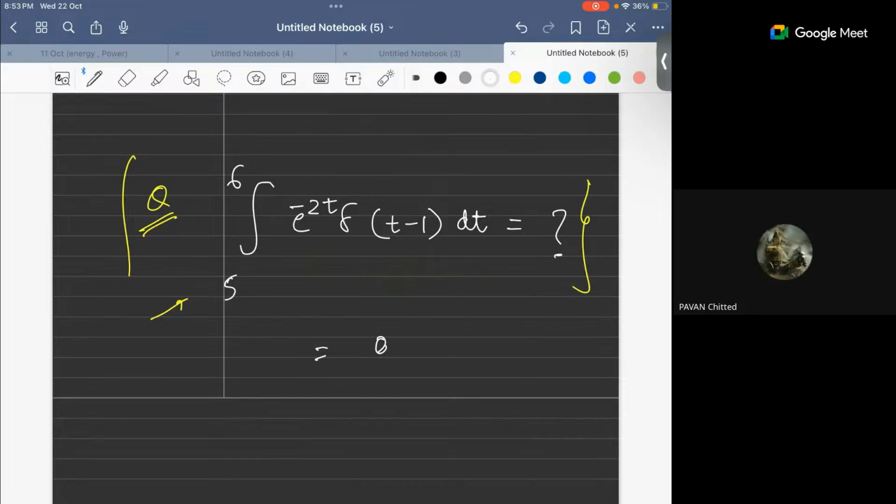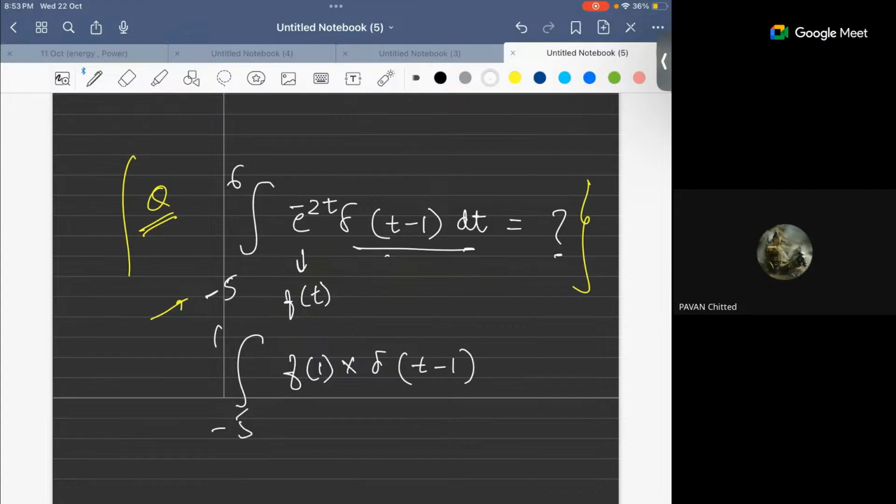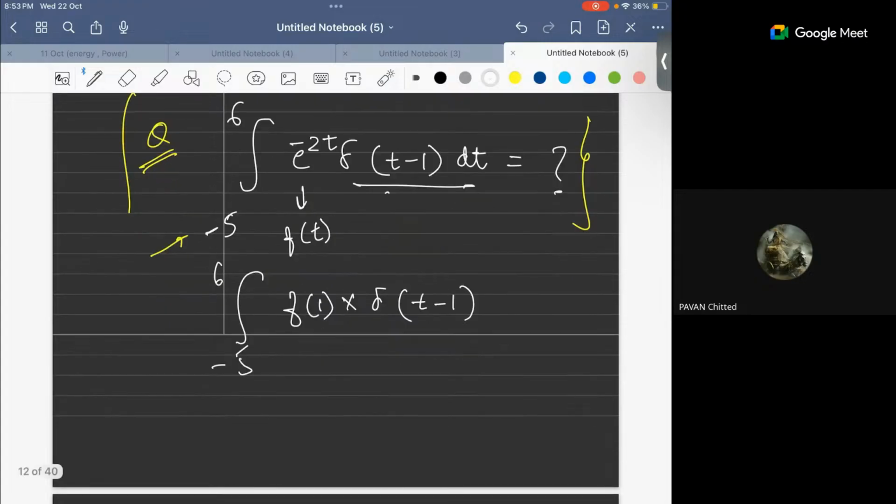As here it is minus 5, you'll have to use the properties of the delta function. You already know that this f(t) is getting multiplied with the delta function. I already told you delta is defined at 1. So it will be f(1) times delta of t minus 1, integrated from minus 5 to 6. This integral of the delta function will be 1, so you'll just be left with f(1). So you just have to put the value in e to the power minus 2 times 1, so e to the power minus 2.